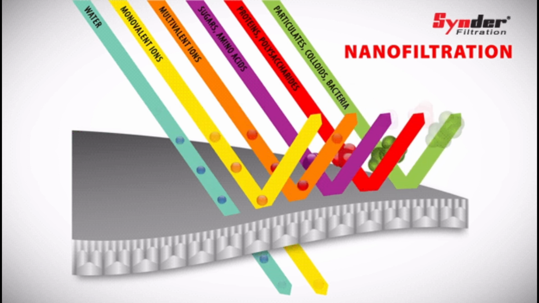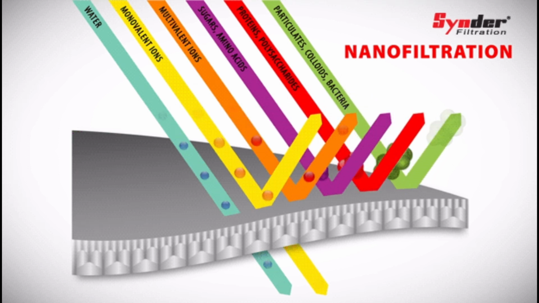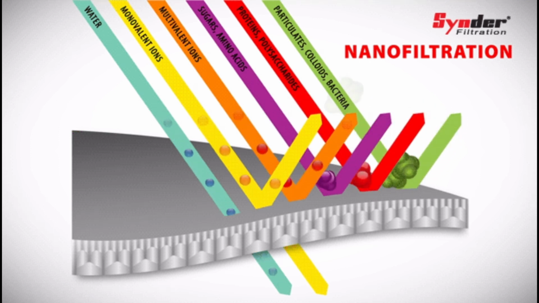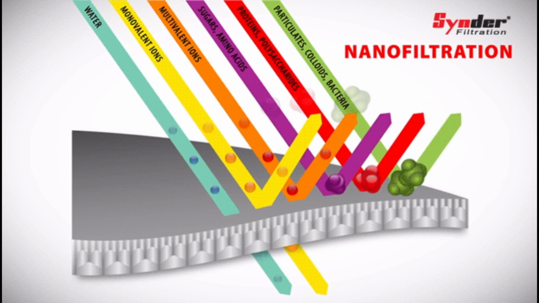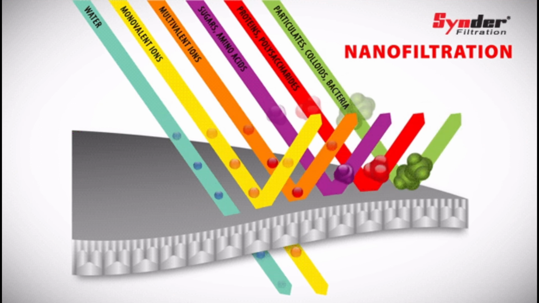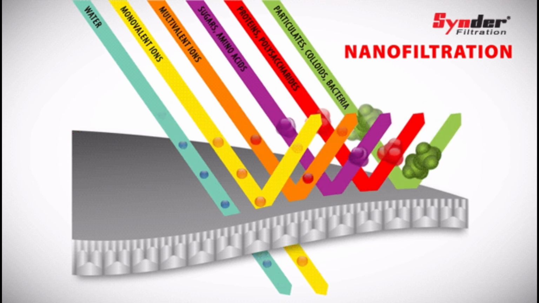A nanofiltration filter has a pore size around 0.001 micron. It removes most organic molecules, nearly all viruses, most of the natural organic matter, and a range of salts. Nanofiltration removes divalent ions, which make water hard, so nanofiltration is often used to soften hard water.